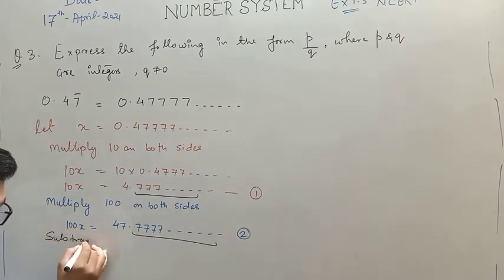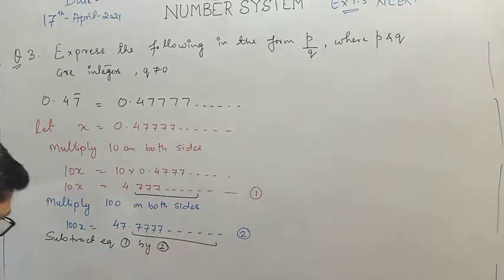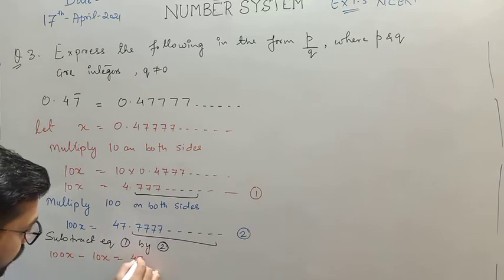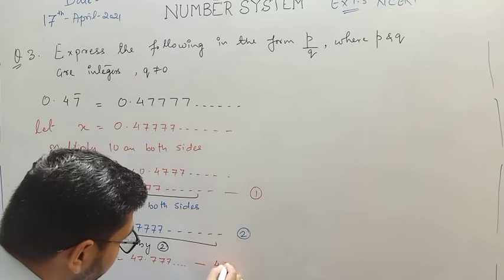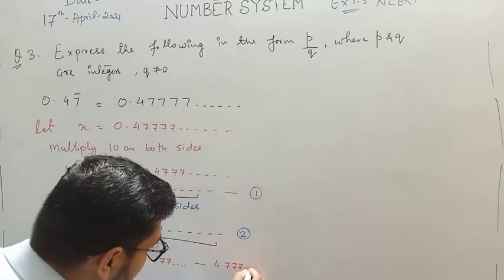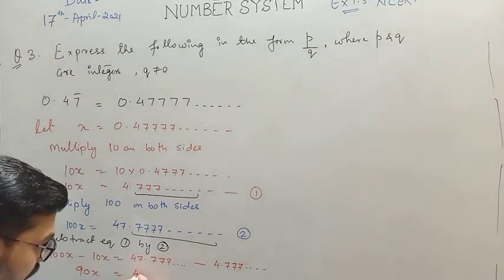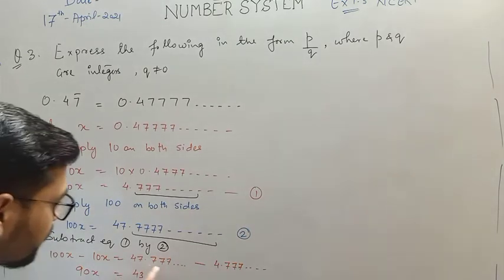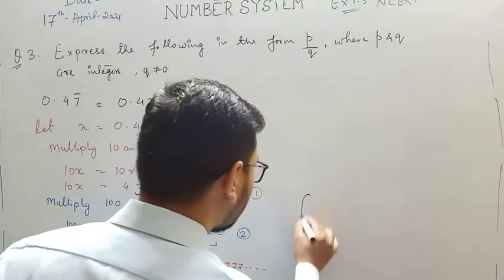Subtract equation 1 from 2. So now you can write 100x minus 10x is equals to 47.77 minus 4.777 up to so on. So here I'll get 90x and here I'll get 47.77. I'll show you the calculation part here.